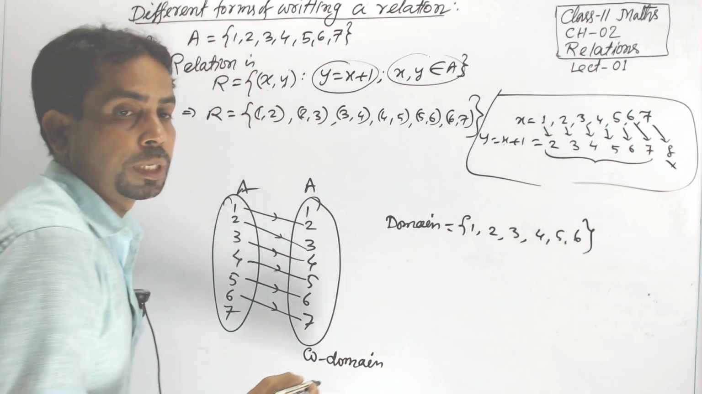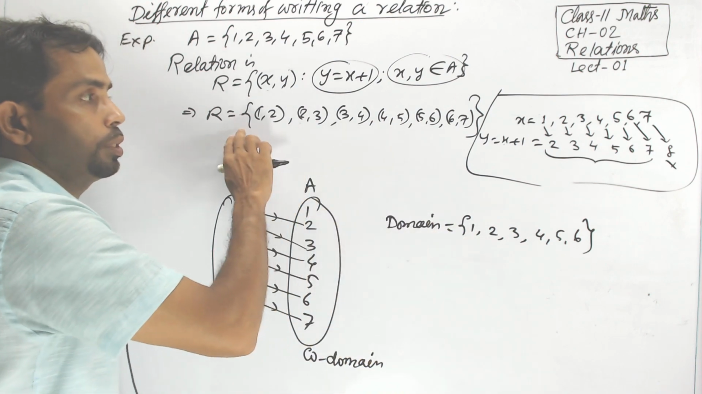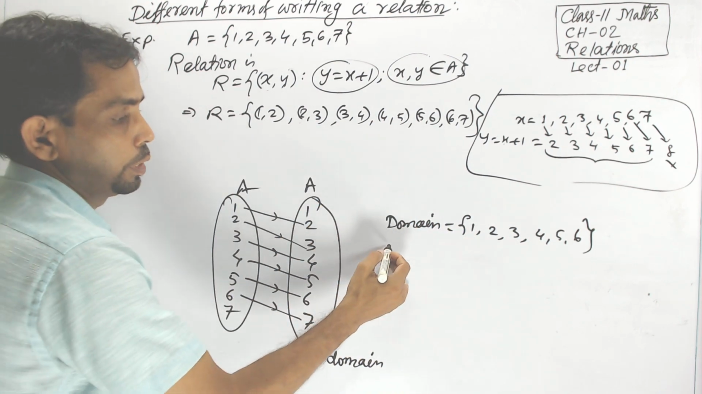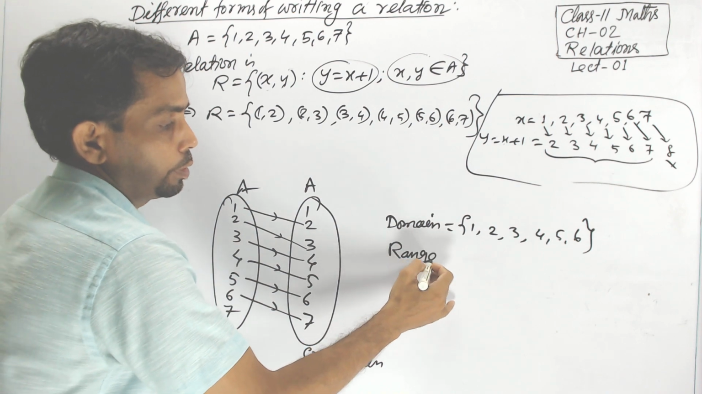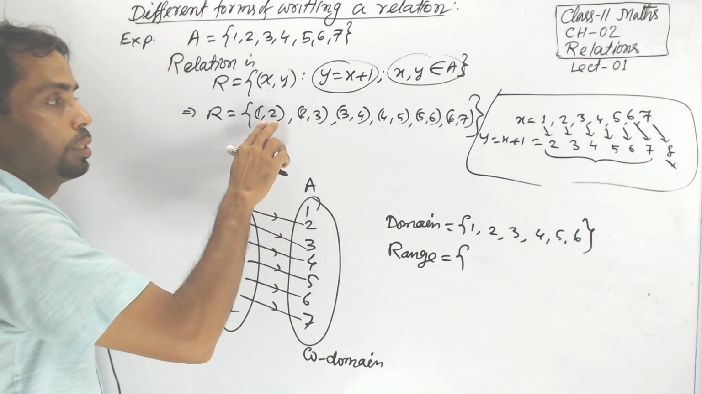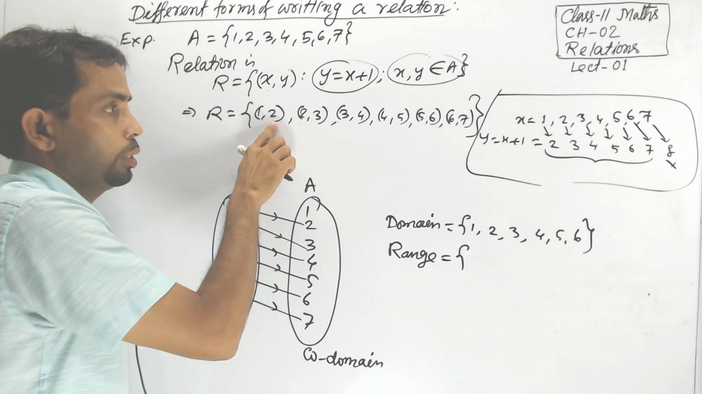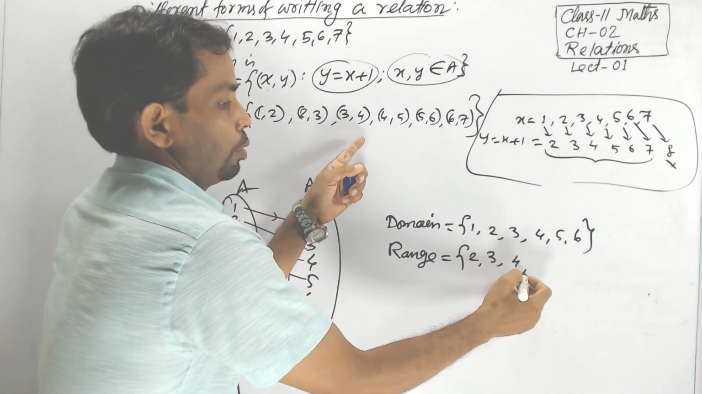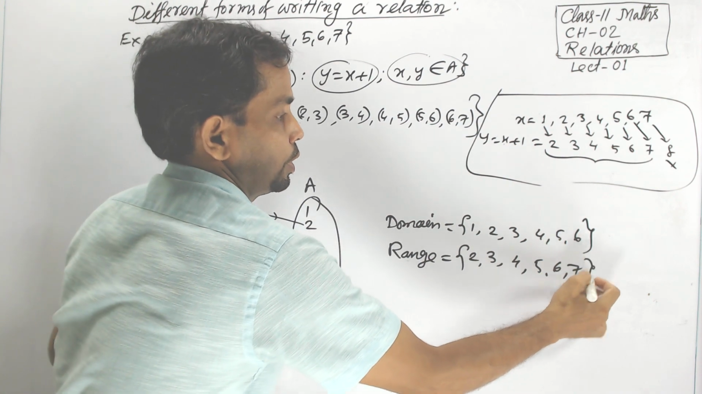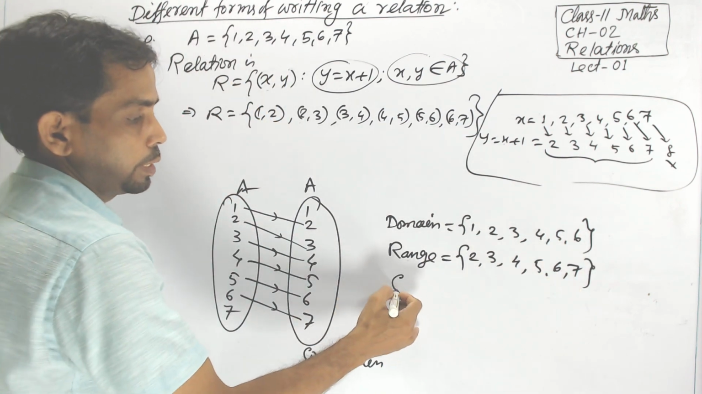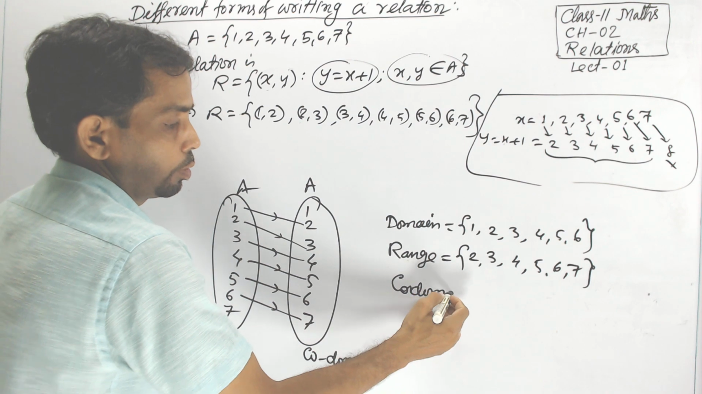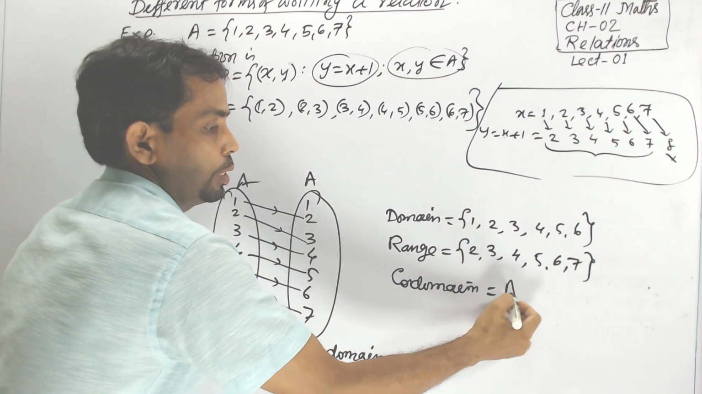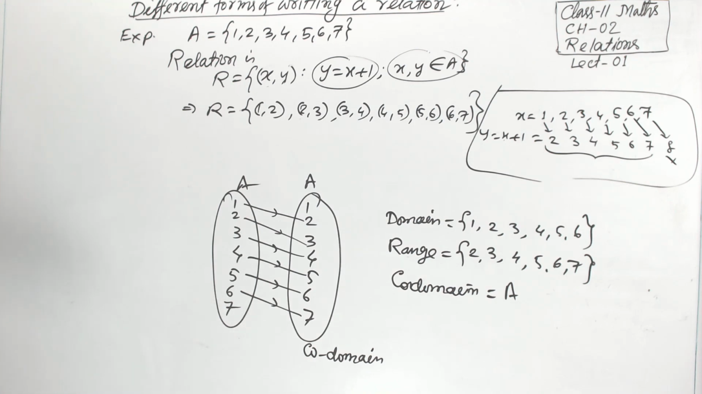So this makes the domain. The set of all the first components in the relation, as I have explained in the previous definition. Range is the set of all the second components of the elements of R. What are the second components? 2, 3, 4, 5, 6, 7. So this is the range. And codomain, as I said, is always the second set, and here the second set is A. Codomain is set A.